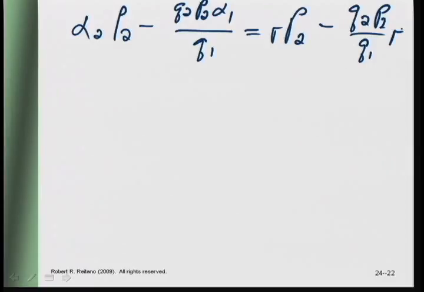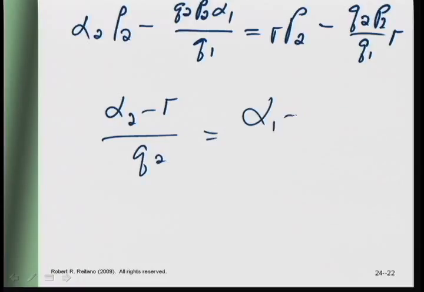And with just a little more algebra, we can divide through by the P2 term, which we don't need. And by doing one more step of algebra, we get that alpha 2 minus R over Q2 is equal to alpha 1 minus R over Q1. And so this ratio is constant and independent of the term of the bond. And again, to be a Sharpe ratio, we need to put a negative in the denominator of those Q's.